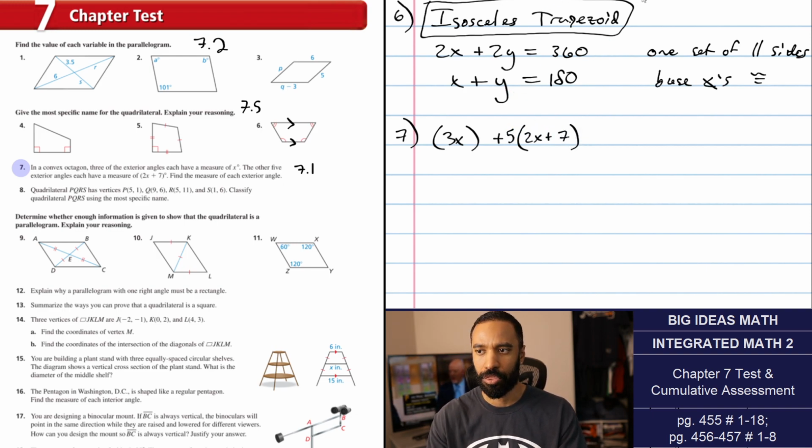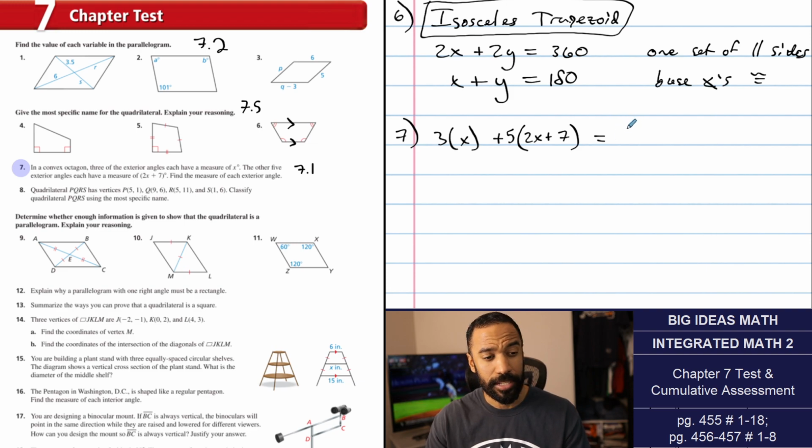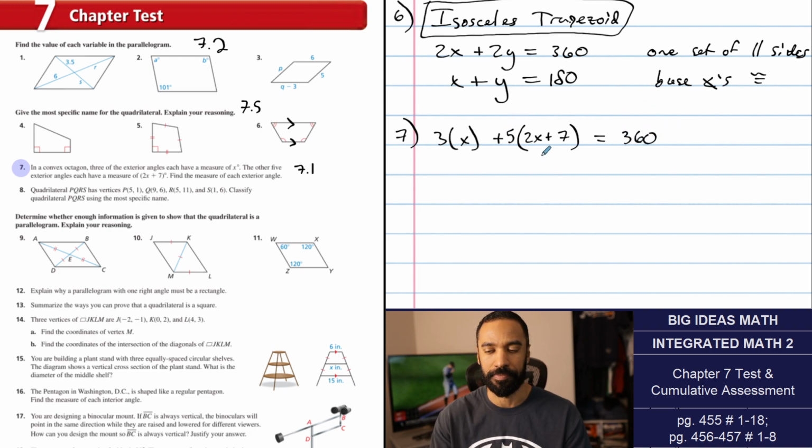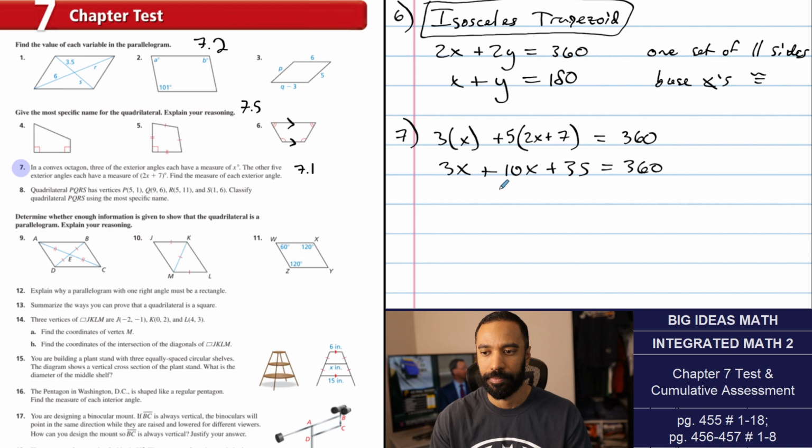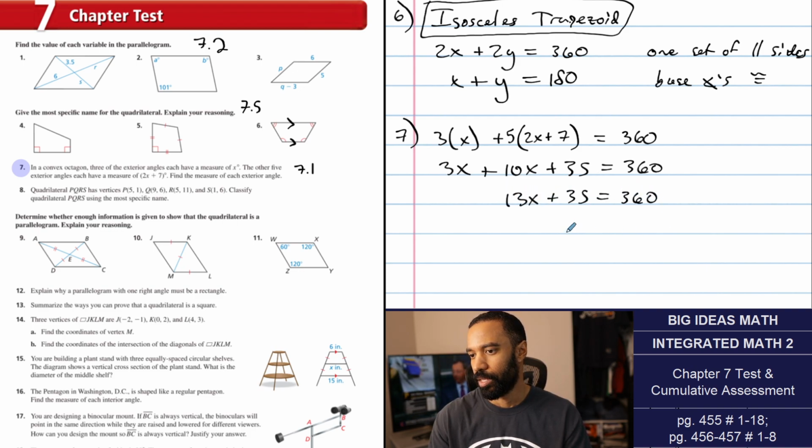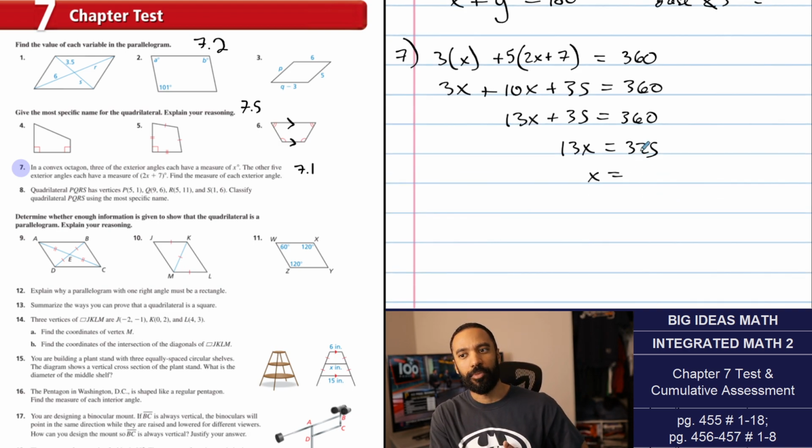So let me do this. Not 3x in parentheses, but 3 times x. 3 x's plus 5 of those. And it doesn't matter that it's an octagon, other than that there are 8 angles. It doesn't change the exterior angle sum, which is still 360. Let's kind of distribute here. We'll get 10x plus 35. And sorry, I'm just doing algebra from here. 325 and x equals. Now this problem looks very familiar.